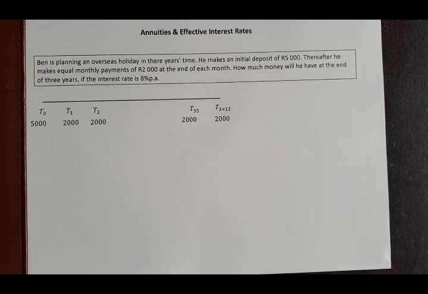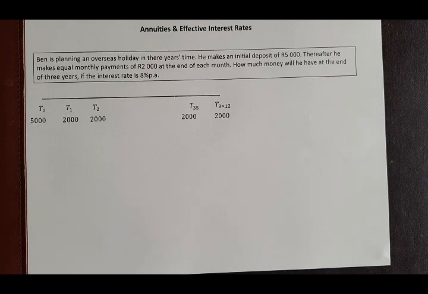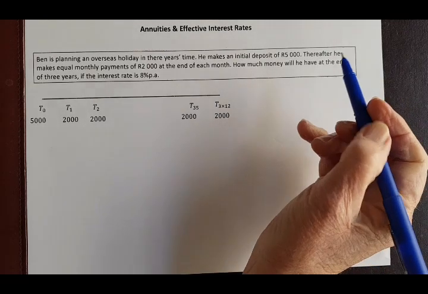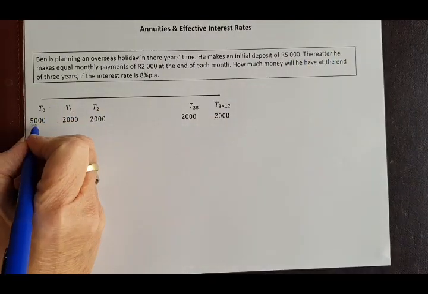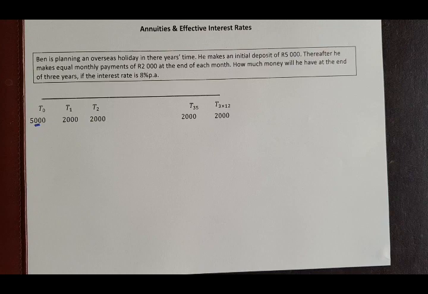Video 8 deals with annuities and effective interest rates. Ben is planning an overseas holiday in 3 years' time. He makes an initial deposit of 5,000 Rand. Okay, so that's his 5,000 Rand. He puts that in at T0, the initial deposit.